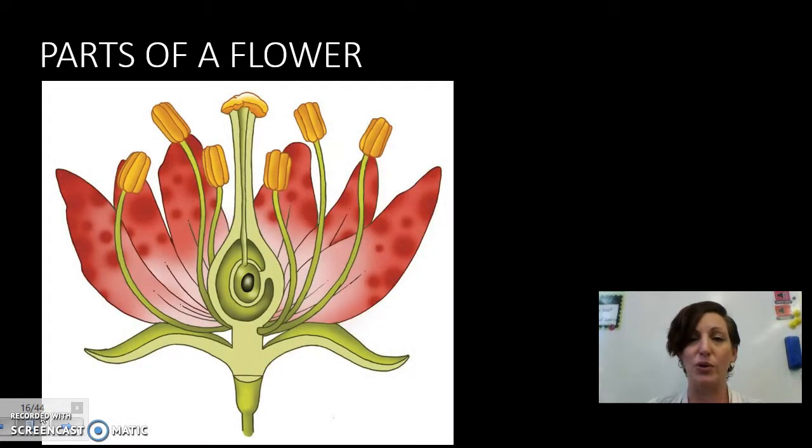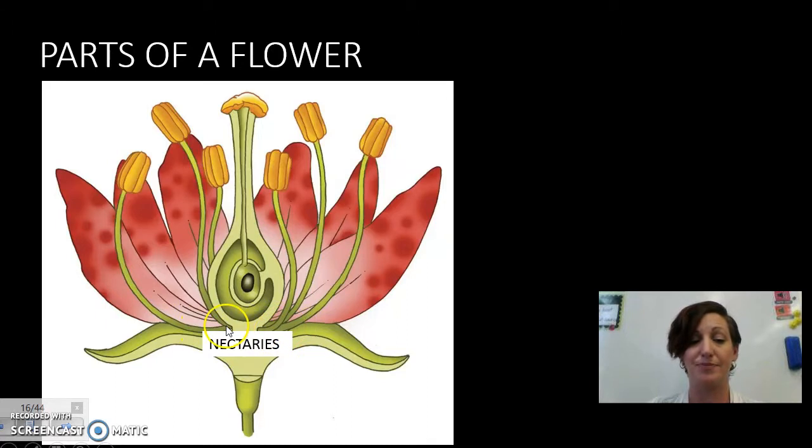So let's have a look at a typical cross-section of a flower. Most flowers have all of these parts. So we're starting off with the first one, which is the nectaries. Now the nectaries are down here in the base of the flower, and that's where all the sweet smelling and tasting nectar is produced. So that's what the insects and the animals come to eat when they visit a flower.